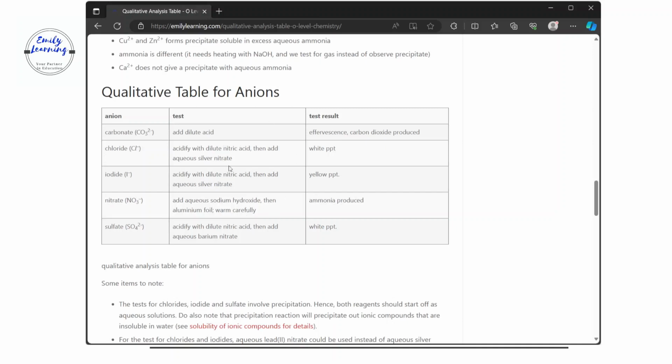Coming back to this, we look at carbonate and also nitrate. In order to test for carbonate, you add acid. If effervescence of carbon dioxide is produced, we can say that yes, this is carbonate. In order to test for nitrate, you need to add sodium hydroxide and aluminum foil and warm carefully. If ammonia is produced, then it is nitrate. But there's a trick to this question. I'll talk more about it later. So let's go back to the question now.